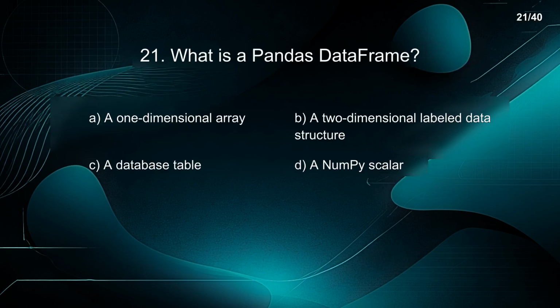21st question. What is a pandas DataFrame? A. A one-dimensional array. B. A two-dimensional labeled data structure. C. A database table. D. A NumPy scalar.